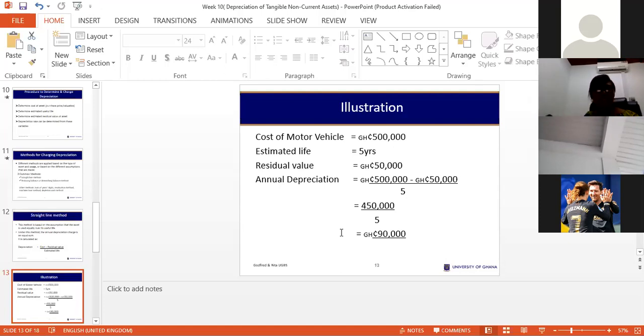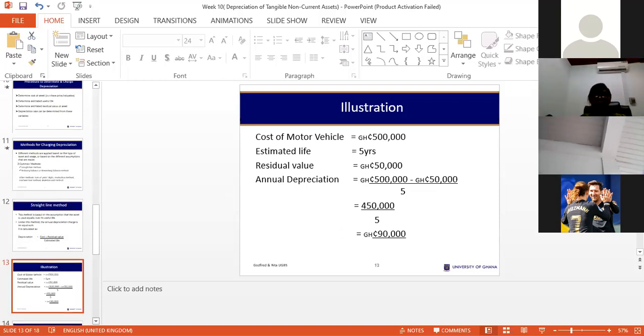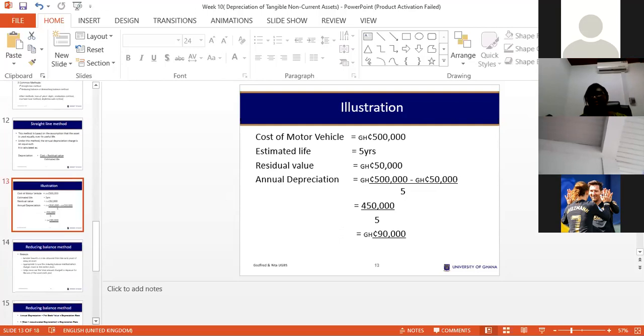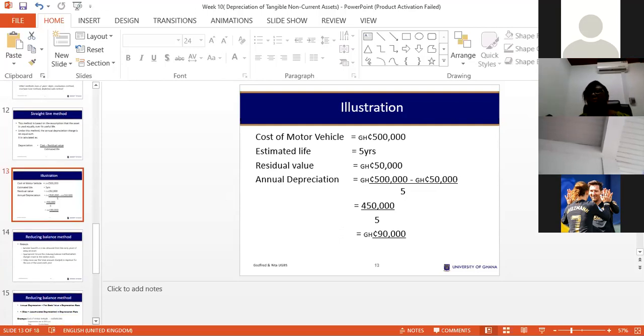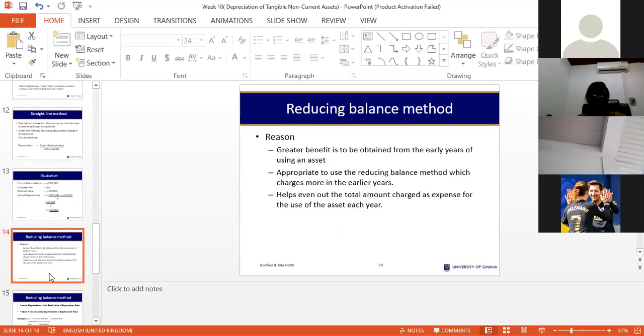It is a policy issue. The only thing is that once the policy has been adopted, we go back to the consistency concept. It must be consistently applied by the business until they decide to change, and when they change, they must apply it consistently. So this is a policy. If you decide you want to allocate the same amount over its useful life, that is a decision of the business, and accountants will respect it.